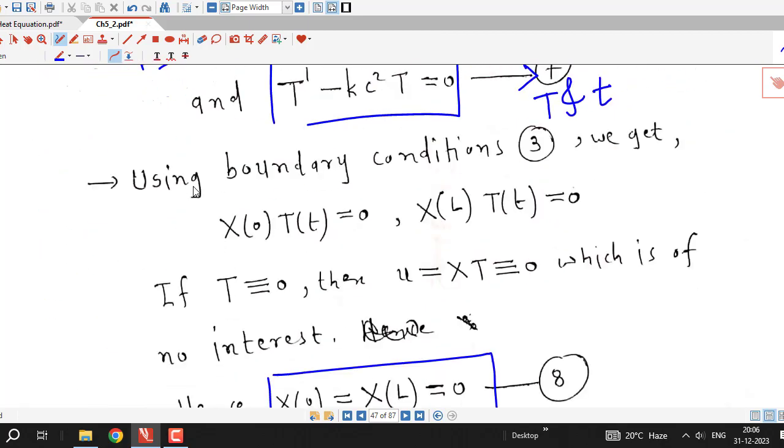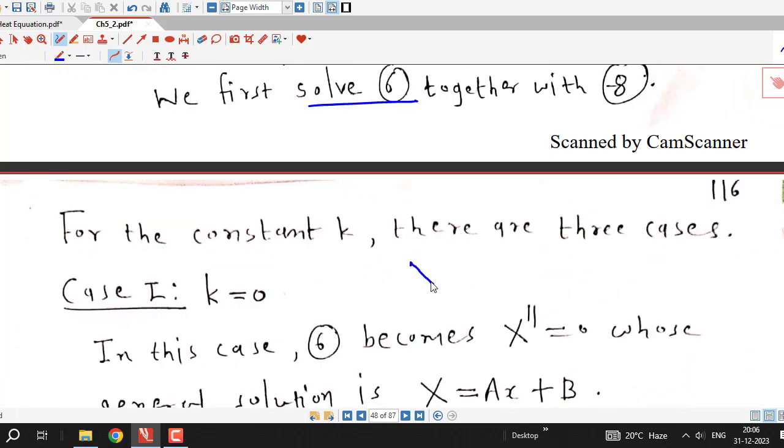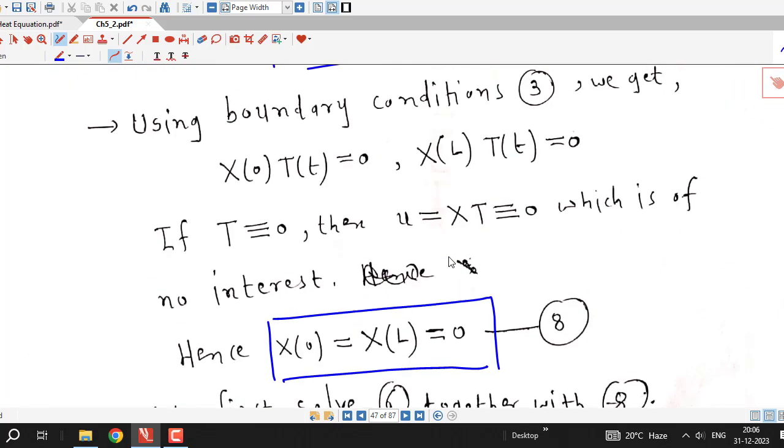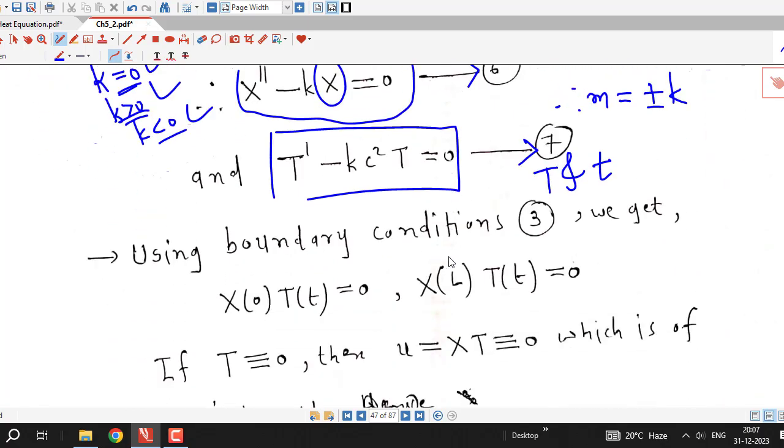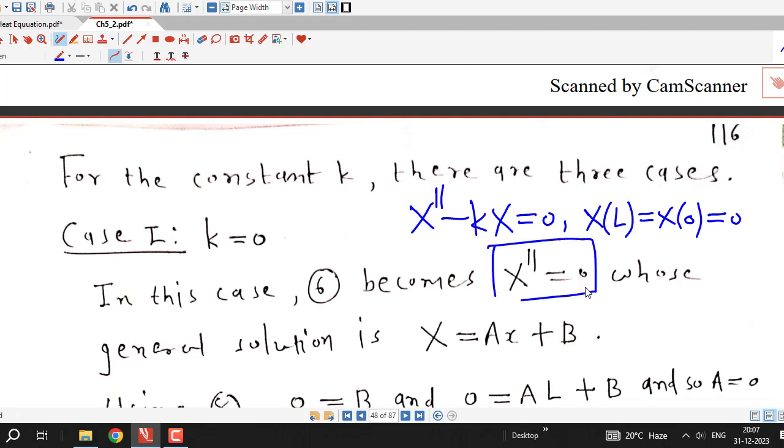So first I am considering k equal to 0, and we are considering the solution for this equation number 6, X double dash minus kX equal to 0, together with the conditions X(L) equal to X(0) equal to 0. Now if k equal to 0, I will have X double dash equal to 0, and for X double dash equal to 0, the auxiliary equation is m equal to 0.